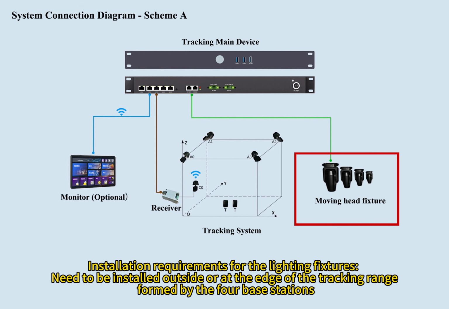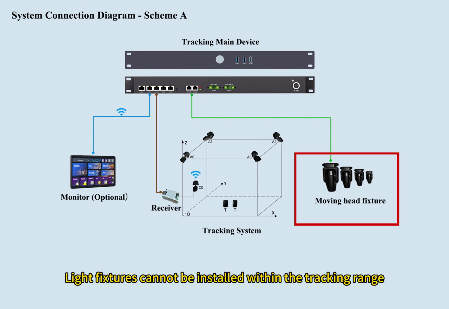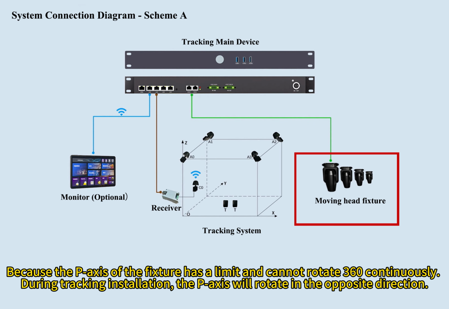Installation requirements for the lighting fixtures: they need to be installed outside or at the edge of the tracking range formed by the 4 base stations. Light fixtures cannot be installed within the tracking range, because the P-axis of the fixture has a limit and cannot rotate 360 degrees continuously. During tracking, the P-axis will rotate in the opposite direction.